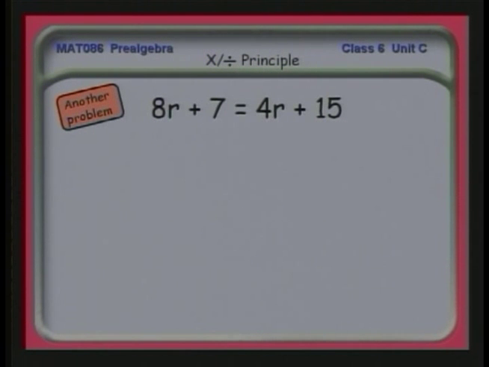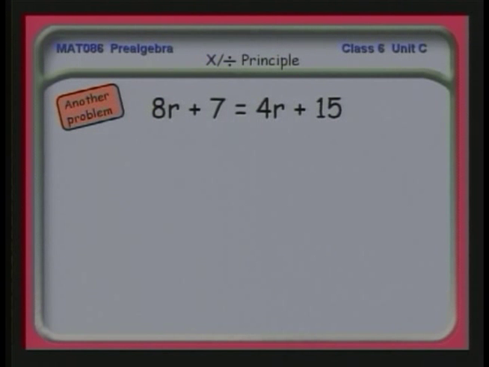Let's look at another one that might be a tiny bit more annoying, but not too much, because now we have to use both principles together. You see, we have constants added to the variable terms. 8r plus 7 is equal to 4r plus 15. Again, the first thing we need to do are those operations which get all of the numbers on one side and any kind of expression involving variables on the other side.